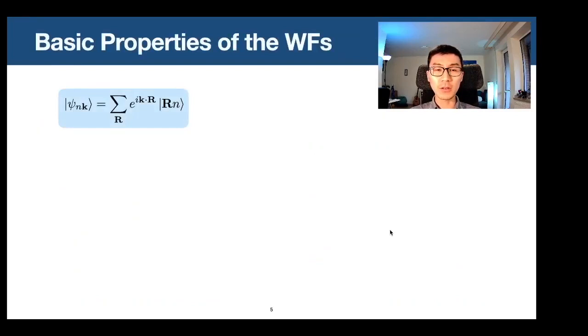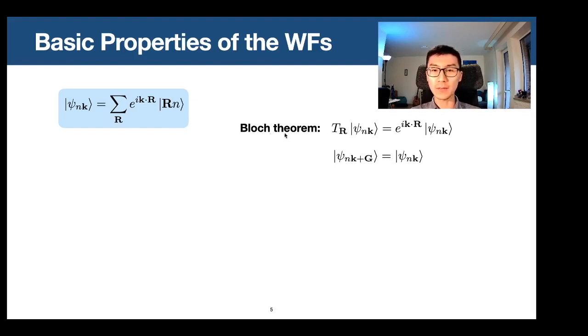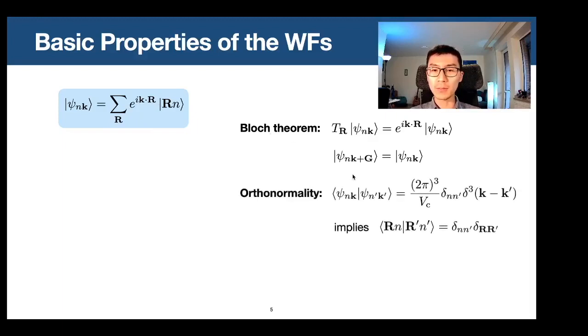Wannier functions also have very nice properties, and that's one of the reasons why many people are using them. The first thing is that if you construct a Bloch function out of Wannier states, you can easily prove that it satisfies Bloch's theorem. And starting from the orthonormality of the Bloch functions, you can also show that Wannier states are orthonormal to each other. What about completeness?